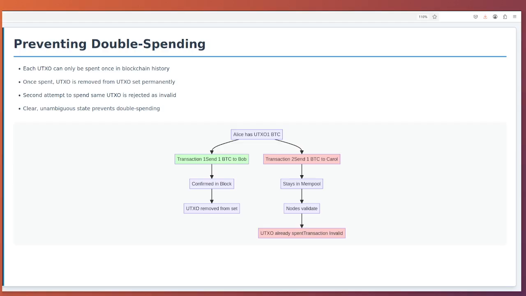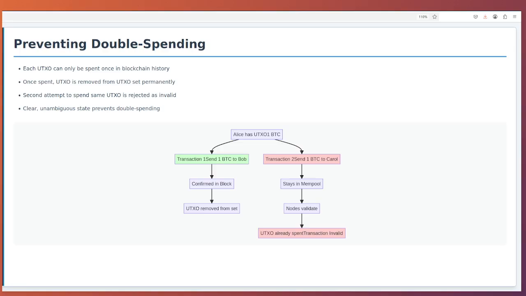This is fundamentally different from an account model where you might try to send the same balance twice. With UTXOs, you are referencing specific outputs that either exist or do not exist. There is no ambiguity. The blockchain's consensus mechanism determines which transaction gets confirmed first. If two conflicting transactions try to spend the same UTXO, only one can be included in the blockchain. Whichever transaction gets into a block first wins, and the other becomes permanently invalid.